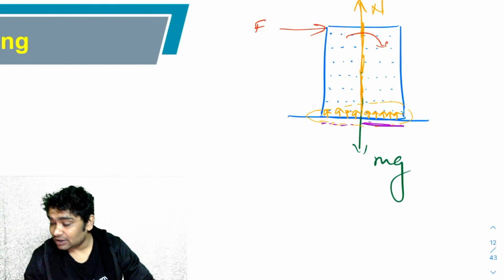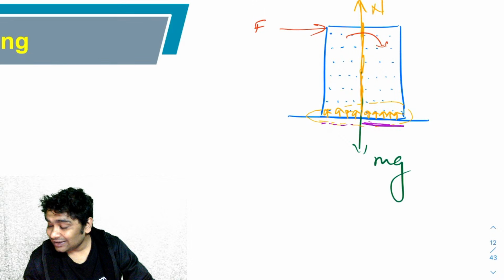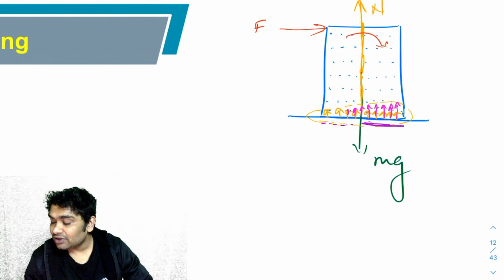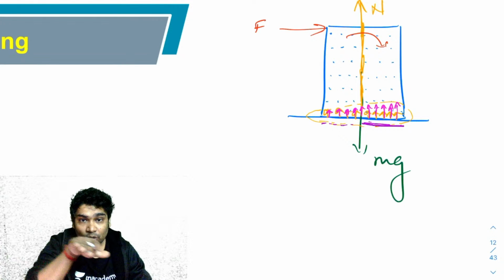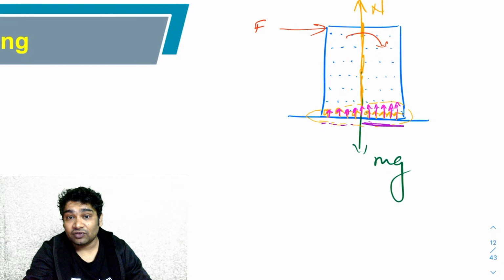So in the second case, you will realize that this side will feel pushed the hardest. The normal reaction will no longer be evenly distributed. This force will start being the highest at one point and start to lower towards the other end, because of which the average position of this force of normal reaction shifts.